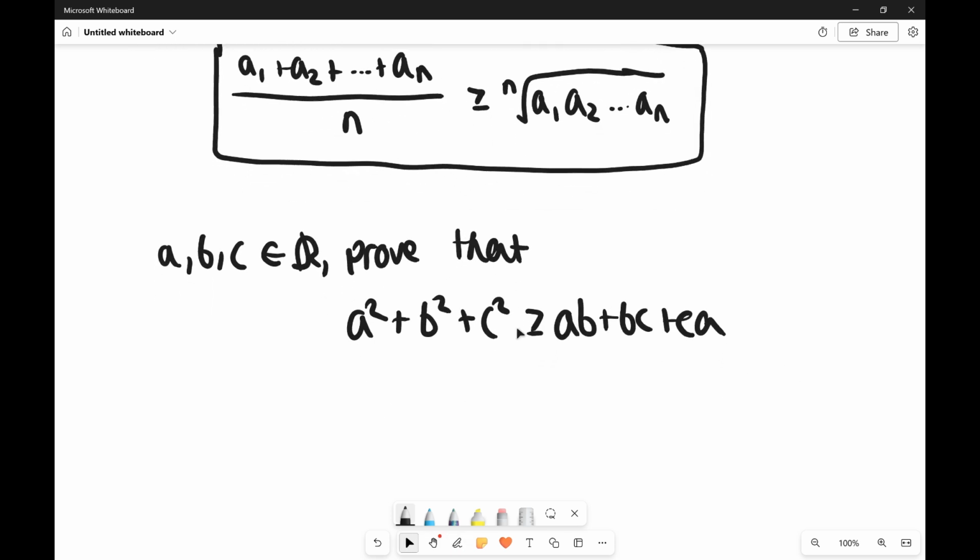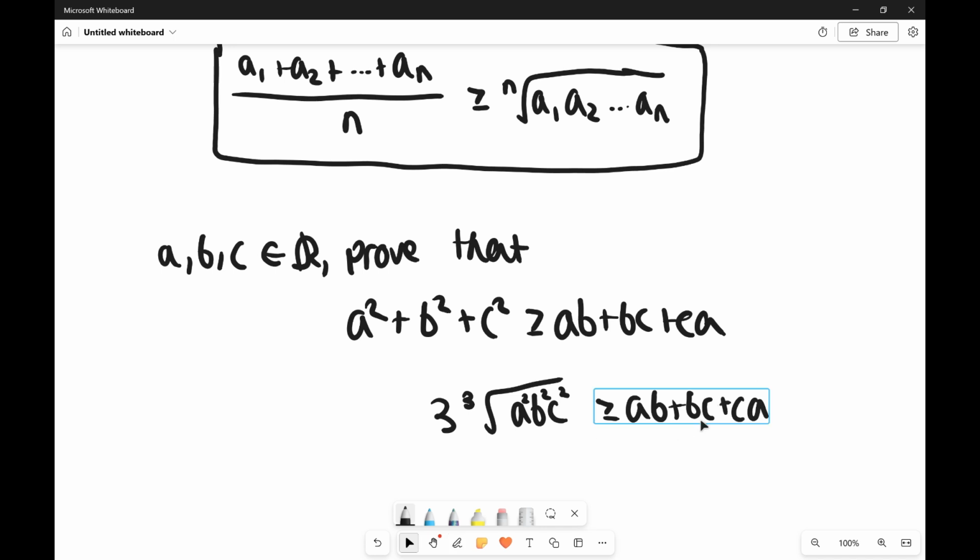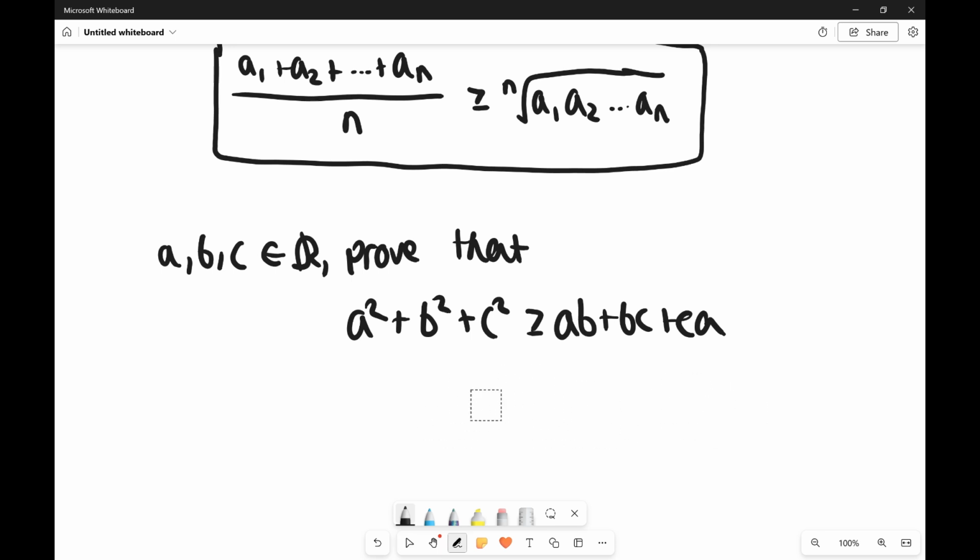All right, so this doesn't really look like AM-GM, because if we try using AM-GM directly on a squared plus b squared plus c squared, we just get 3 times the cube root of a squared b squared c squared is greater than or equal to ab plus bc plus ca. We want to prove this, but if we use AM-GM here, it just goes the other direction, and that's bad. So will AM-GM work here at all?